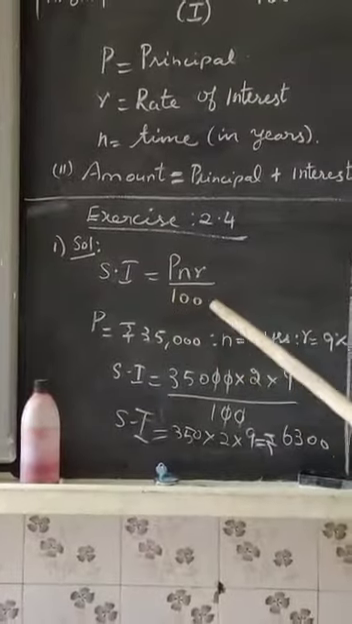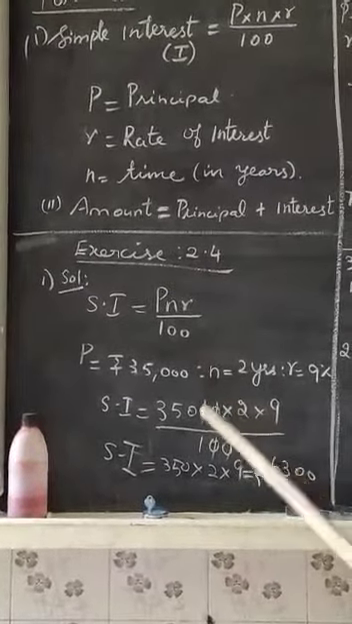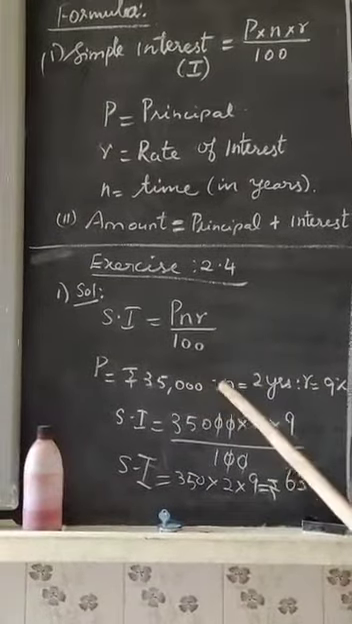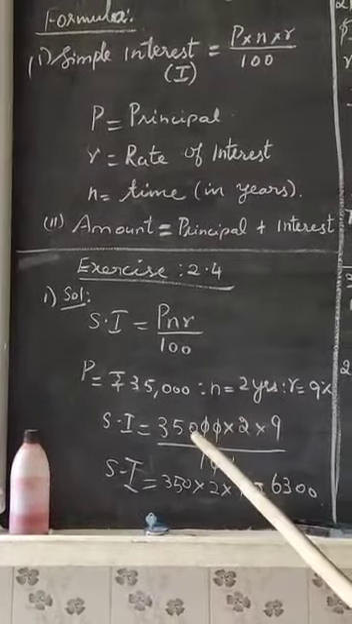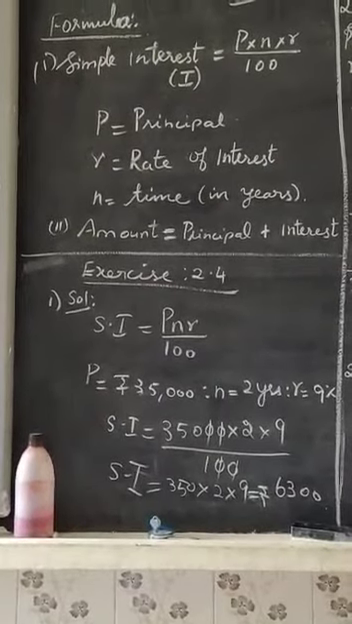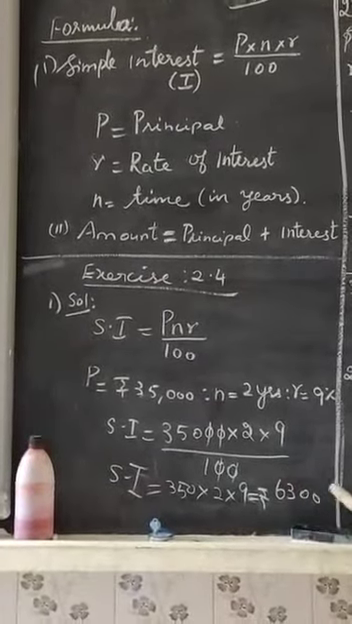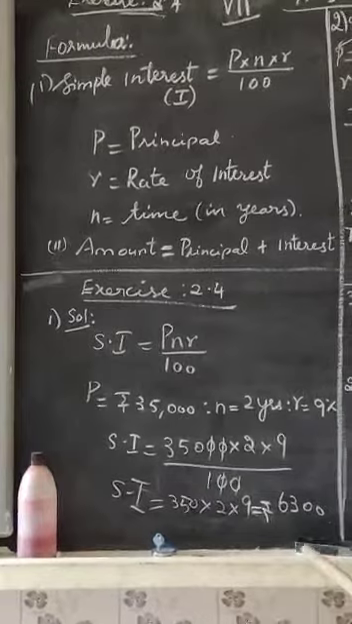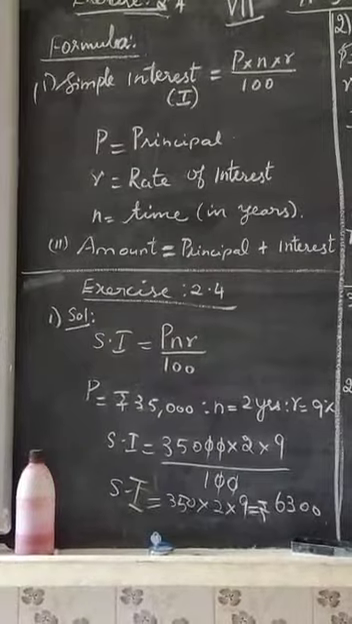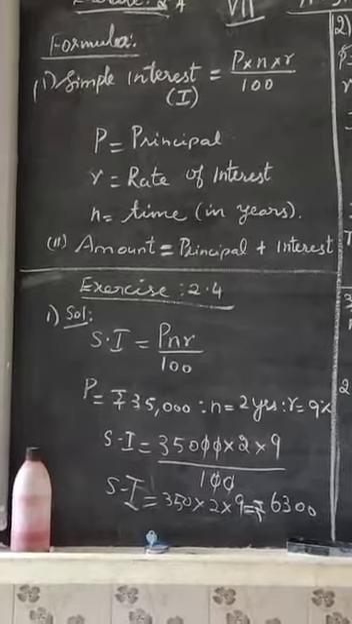See the first problem solution. What they ask in the problem is to find the simple interest, which is simply represented as SI. The simple interest formula is PNR by 100. P value is 35,000, N value is 2 years, and R is 9%. You can apply all the values in the given formula. 35,000 into 2 into 9 by 100, you can cancel 0, and the remaining is 350 into 2 into 9. Multiply and get the answer, rupees 6,300. So the simple interest value is rupees 6,300.